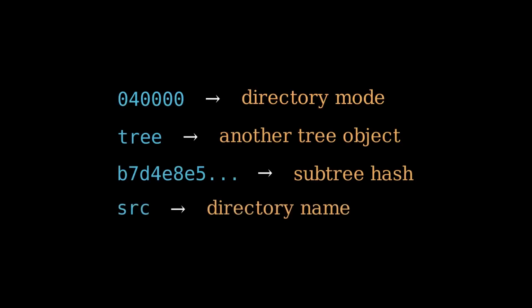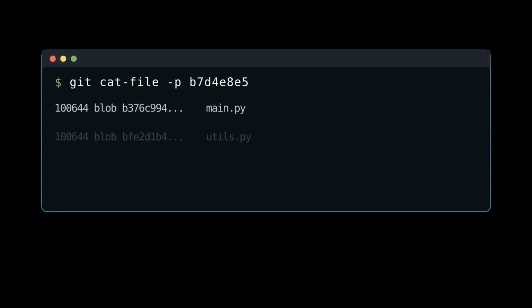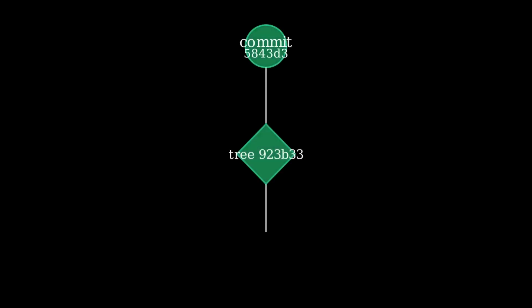040 is the directory mode. The hash points to another tree object, and the name column holds a directory name. Open the subtree. cat-file -p on b7, 2 entries, mode, blob, hash, file name, the same shape as the top tree. It is just another tree. A commit points to a tree. The tree points to blobs and to another tree. That tree points to its own blobs. The recursion is the mechanism.